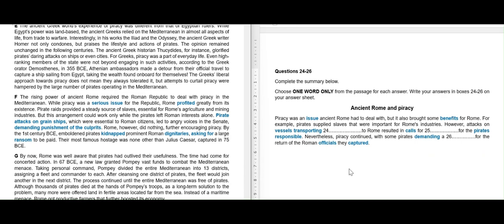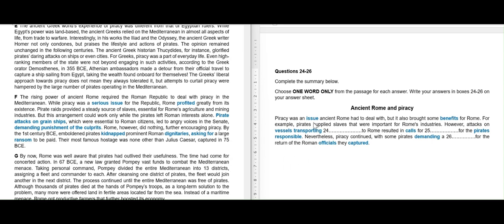Questions 24 to 26. Fill in the blanks. The title of the blanks is Ancient Rome and Piracy. So first, look for the paragraph in which piracy is discussed in Rome. It is discussed in paragraph A and F, but if you look carefully, you will see that it is discussed more in detail in paragraph F, and also in the second lines it is mentioned that piracy was a serious issue in Rome, which is exactly what the question says.